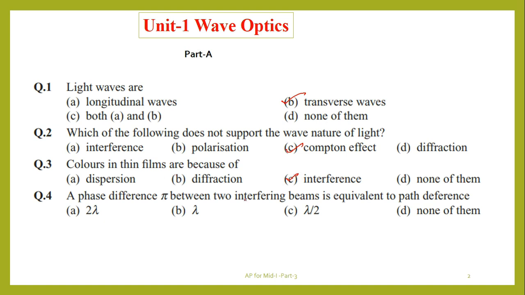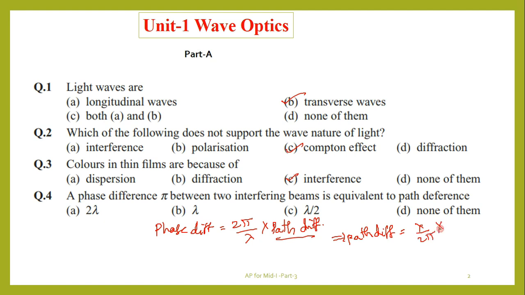A phase difference pi between two interfering beams is equivalent to what path difference? Now we have to know the relation between phase difference and path difference. So phase difference is equal to 2 pi by lambda into path difference. Here we have to calculate the path difference, so path difference is lambda by 2 pi into phase difference. That phase difference is pi, so pi will get cancelled. The answer for this one will be lambda by 2.